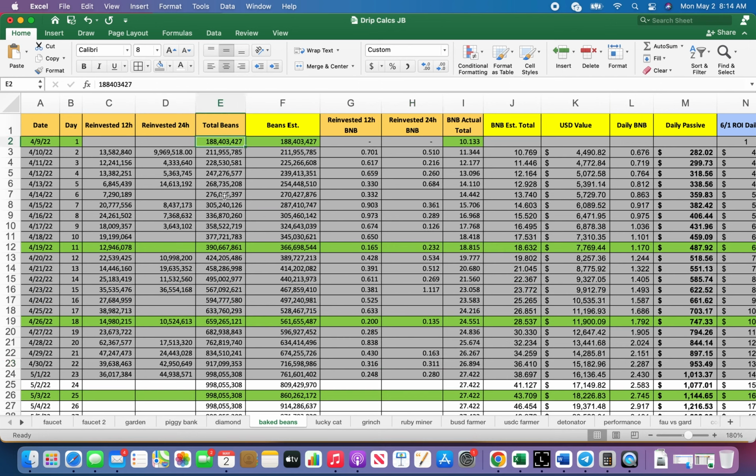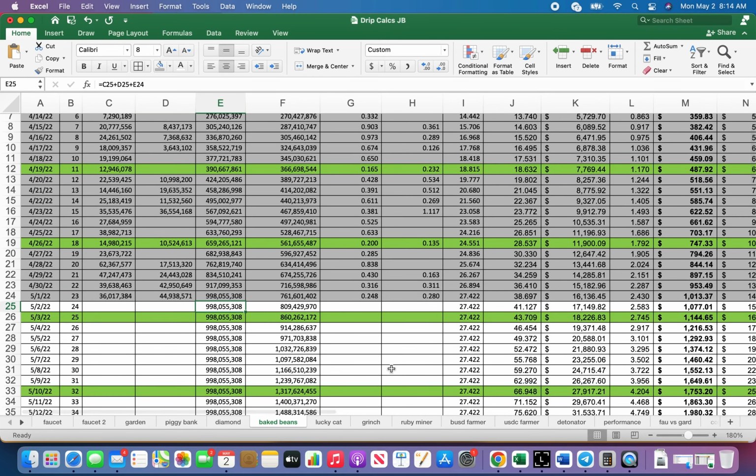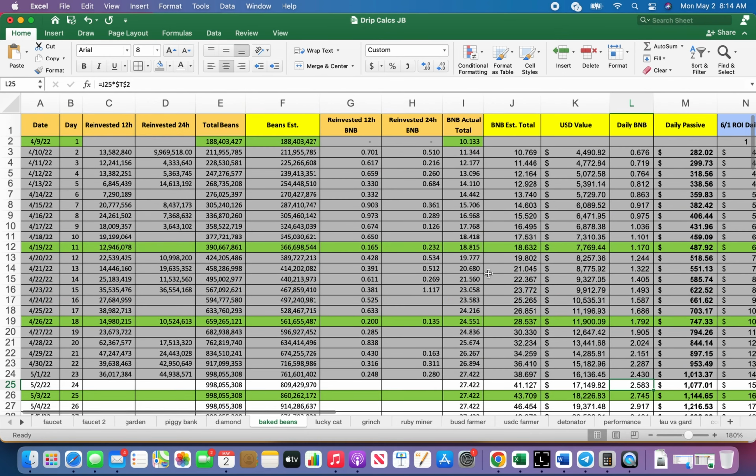I started with 188 million beans, and now I'm about to cross 1 billion. 1 billion, if you listen to my videos, was my goal. The reason it was a goal is that I thought it would get me about 2.5 BNB based on 8% a day in rewards. I learned when I first got into miners that the reward you get in beans for baked beans is 8%, assuming you do the 6-in-1 strategy and don't overeat.